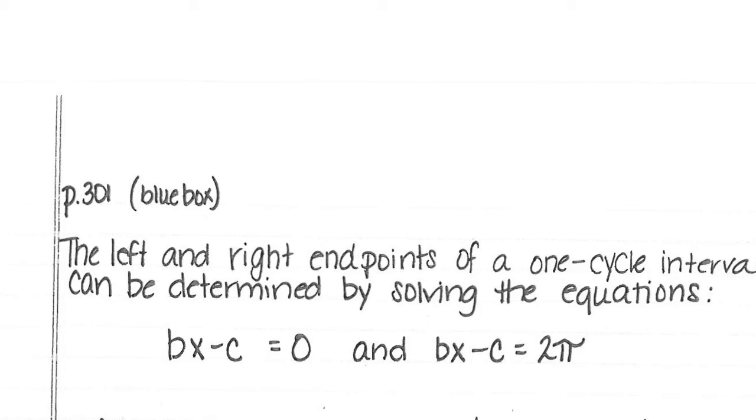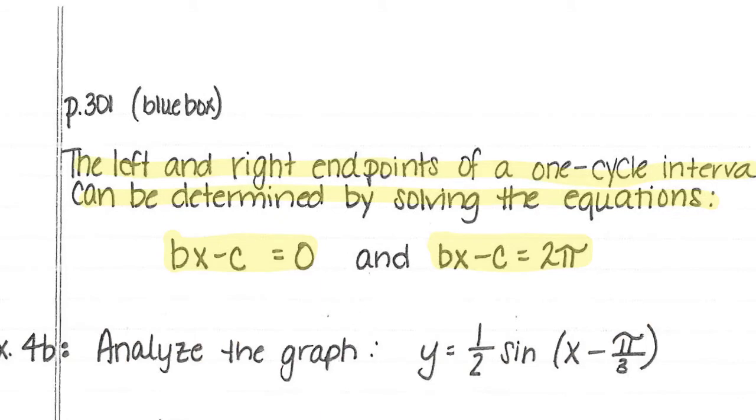All right, there's one other type of cosine and sine function that we need to know about: these cycles. So the left and right endpoints of a one cycle interval can be determined by solving the equations bx minus c equals 0 and bx minus c equals 2 pi. Well, what does that mean? Let's go ahead and take a look.